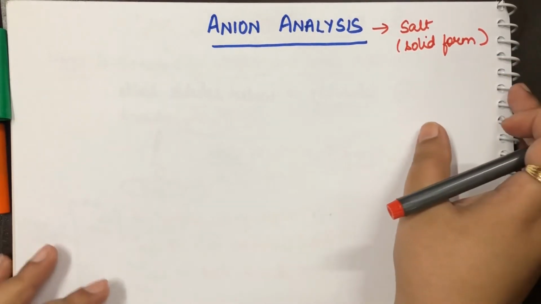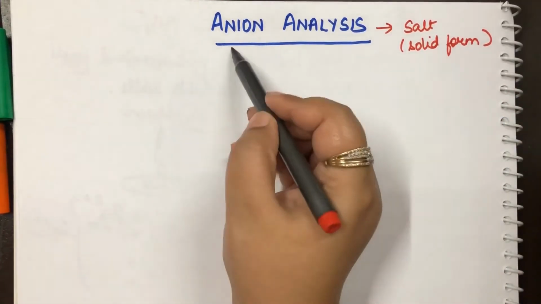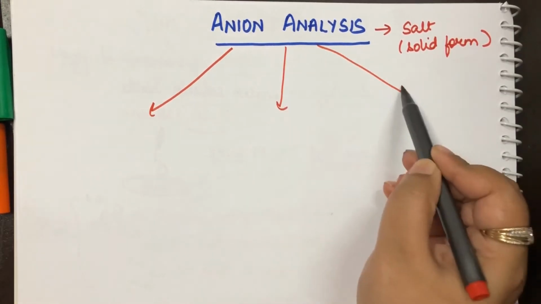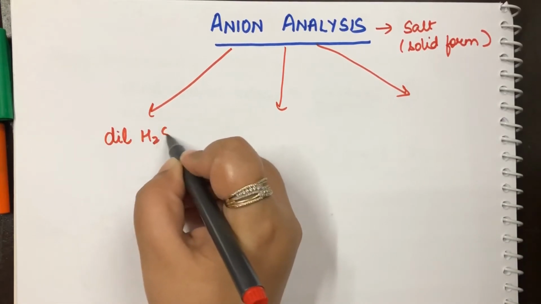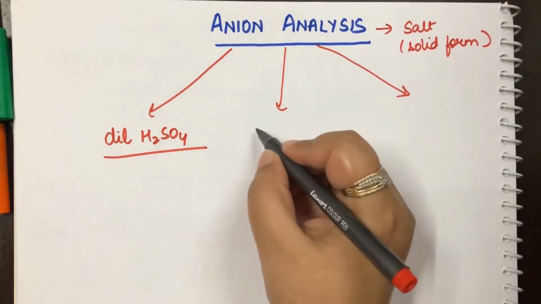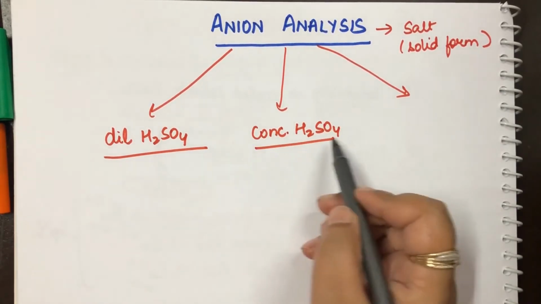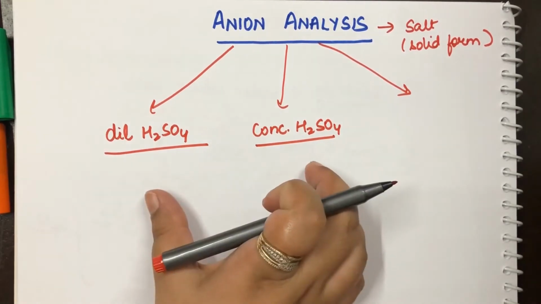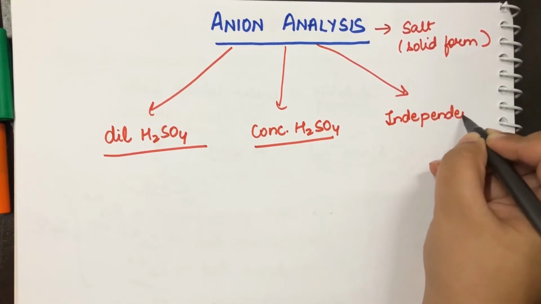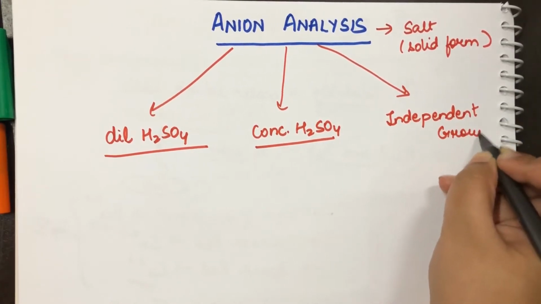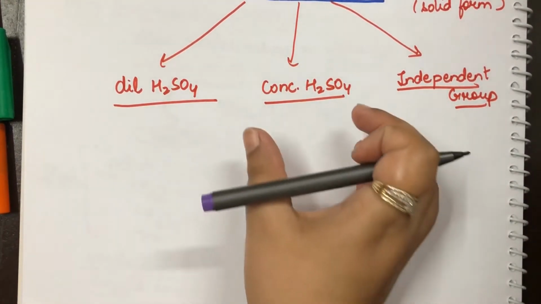Now the anion analysis is basically divided into three major groups that will help you to achieve your interpretation quite easily. The first one is your dilute H2SO4 group. The second one is your concentrated H2SO4 group. And if nothing is very clearly confirmed from these two groups, then we have a few of the anions that are there in the independent group. I'll be talking about all of them one by one in detail.